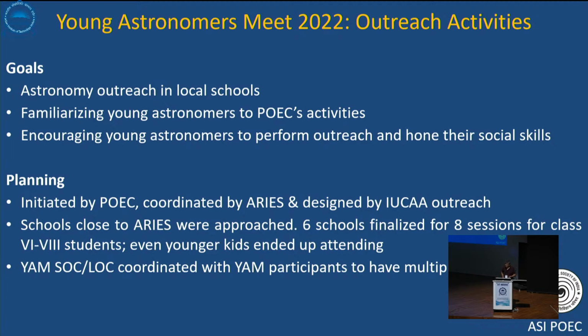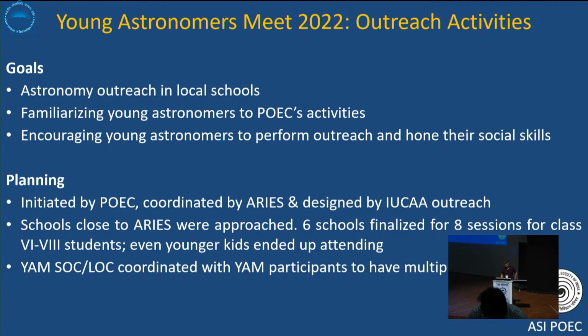It is coordinated by Aries and Virendra, who's my deputy at Aries, and it was also designed by the IUCA outreach team. So multiple organizations were actually involved in this. Schools close to Aries were approached, and finally a set of schools were determined where outreach can be done. And really young students were targeted for this outreach, and this was a big success.